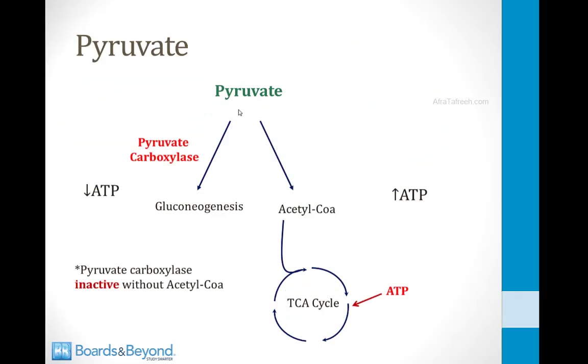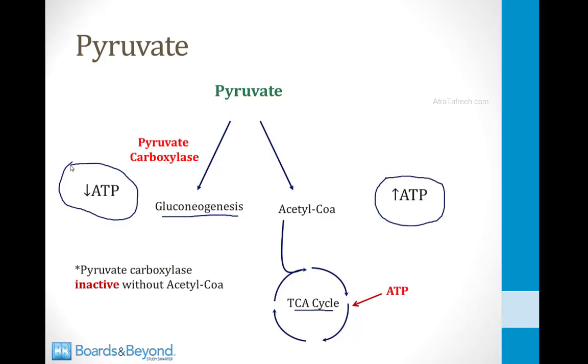So let's zoom in on the two major metabolic pathways of pyruvate, and that involves either going into the TCA cycle or going into gluconeogenesis. If pyruvate is metabolized via the TCA cycle, that will generate ATP. On the other hand, if pyruvate enters the gluconeogenesis pathway, that will cost the cell ATP because it requires energy in order to convert pyruvate back into glucose.